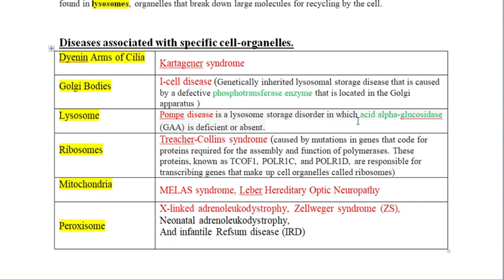In this disease you can observe an absence of the acid alpha glucosidase enzyme, or this enzyme will be deficient. Okay, next the ribosome, that is Treacher Collins syndrome, which is caused by mutation of a gene coding for a protein required for assembly and function of polymerases. This gene is responsible for transcribing the genes that make up the cellular organelle called the ribosome. This syndrome occurs when there is a mutation in these genes, which are responsible for transcribing the ribosomal RNA genes that are essential for forming your ribosome.